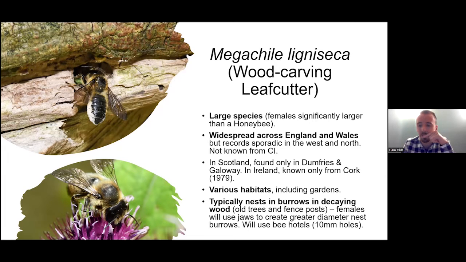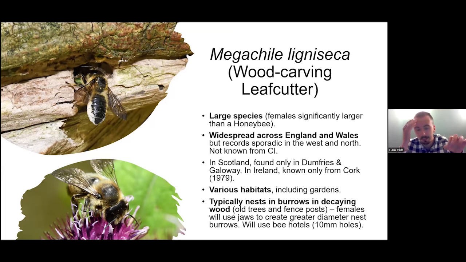But it's associated with various habitats, including gardens. And it typically nests in dead wood. So you've got a picture on the top left there of a female using a hole within a tree. So that's kind of typical habitat for them. I think, as well as trees, they use things like fence posts and other bits of dead wood. And they're called wood-carving because the females actually will, if the nest isn't quite the right diameter for them, use their jaws to excavate and make the hole bigger, and then they create large amounts of sawdust that comes out.